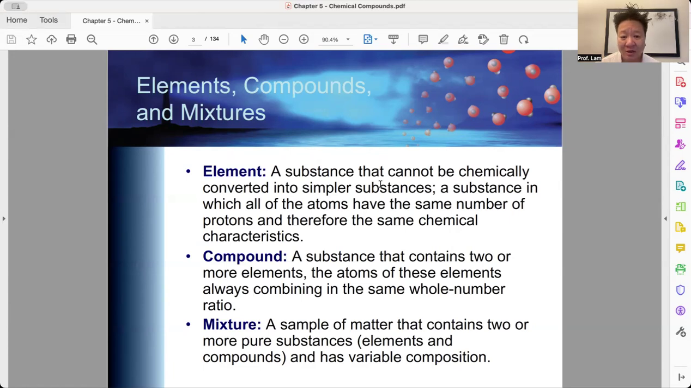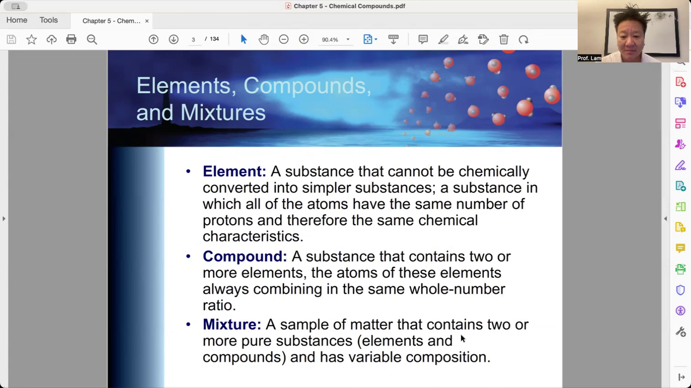And the way that you can think about an element is it has the same number of protons. All the elements you see on your periodic table are unique because they have a certain number of protons. Now, if that gets changed, then that means it's a different element. Okay. So therefore, all atoms of an element will have the same identical chemical characteristics.